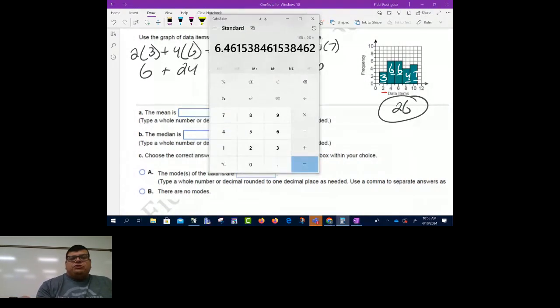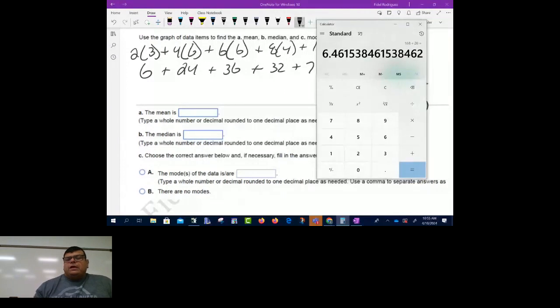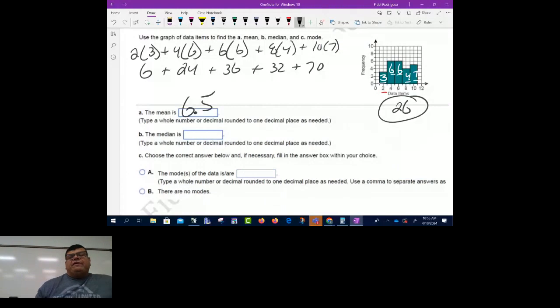Okay, I'm pretty sure it's telling me to round to 1 decimal place. So if I look at this right here, it's 6.4, but this digit is a 6, that means that my average is going to be 6.5.